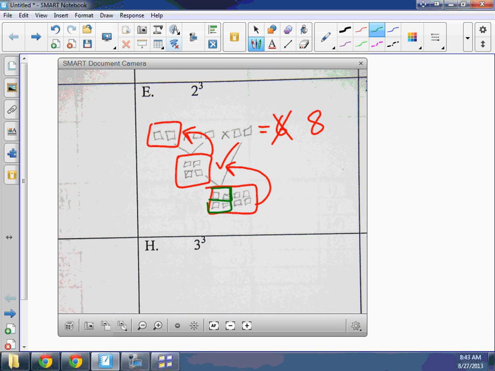Let me use a different color. Here is my 2 times 2. And then here is my 2 times 2 times 2. Can you say, I took my original, I doubled it, and I doubled it again. So what would the next picture look like?